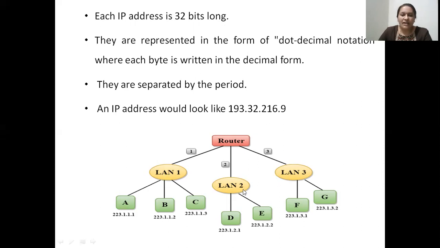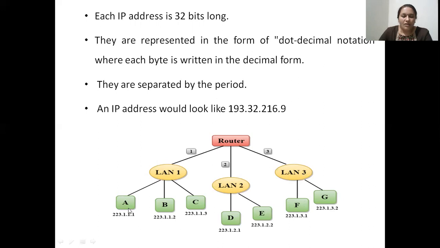So in this picture, you can observe a router which has 3 interfaces, and it has connection to 3 LANs: LAN 1, LAN 2, LAN 3. Each of these LANs will have its own hosts. For example, LAN 1 connects to 3 hosts, A, B, C. LAN 2 connects to D and E hosts. LAN 3 connects to F and G hosts. So you can observe each host will have its own IP address.